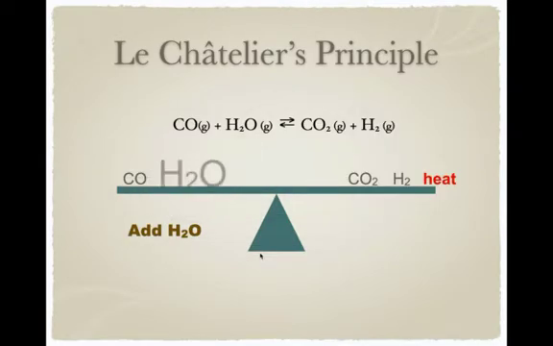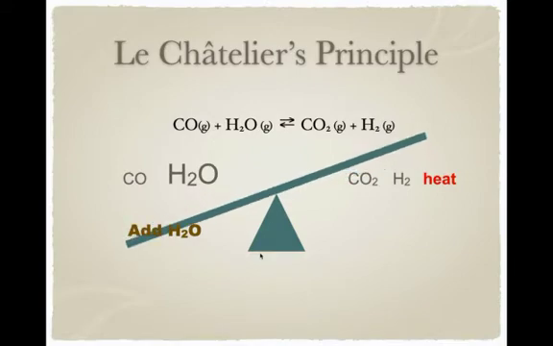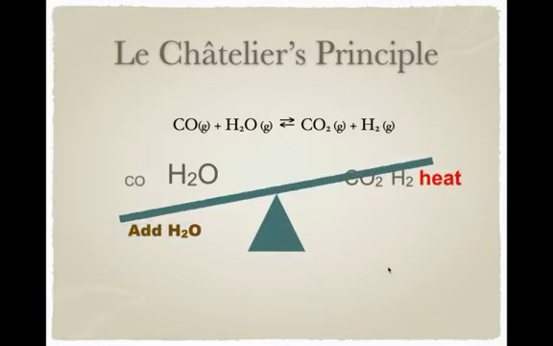We're just going to do a couple more of these. What if I added extra H2O? What would happen to the balance beam? It would be too heavy on the reactant side. How would Le Chatelier's principle suggest that we re-establish balance? Let's get rid of some CO and let's make some CO2 and H2. And that would put it back into balance.